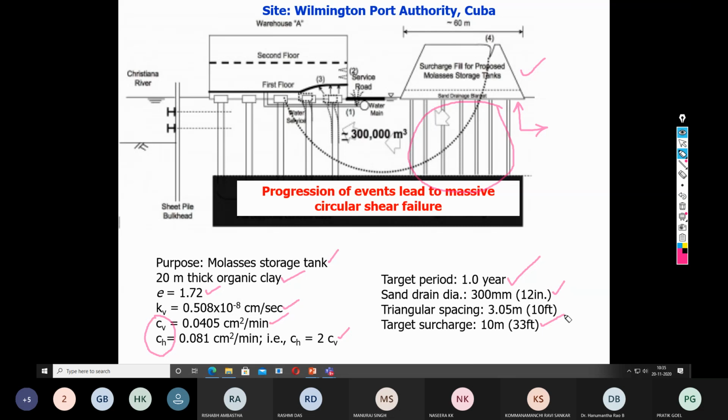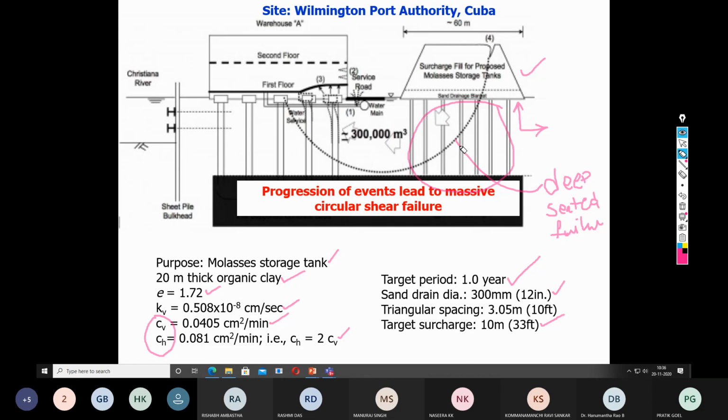Now, one of the peculiar phenomena that happened is, whatever failures he had anticipated, everything was correct. But one kind of failure that he did not envisage is called a deep-seated failure. This you have already heard, you might have during your undergraduate program, when you are talking about the design of retaining walls. So this is called a deep-seated failure.